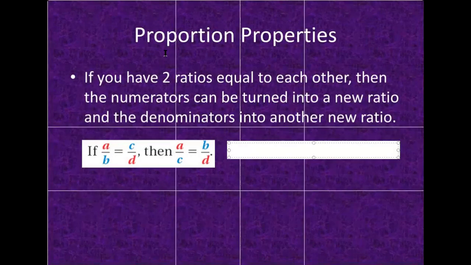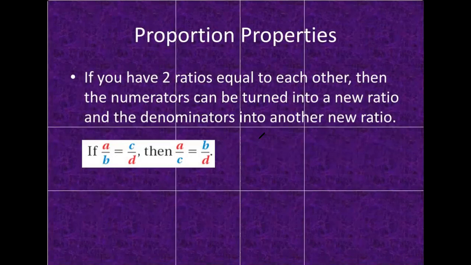We said that A over B equals C over D. Then we can make the butterfly, which means AD equals BC. We can make new ratios.